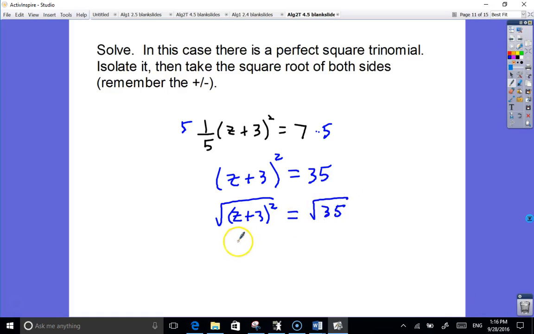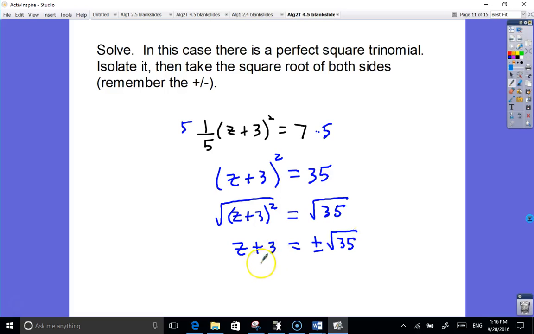Right, so this is z plus 3 equals plus or minus the square root of 35. Okay, but you haven't solved for z yet. What do you have to do to finally isolate the z? You've got to take away the 3, right?